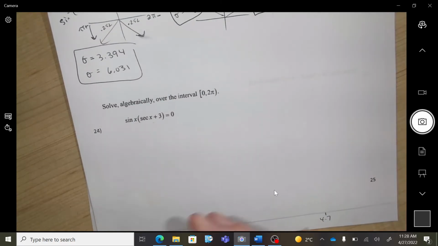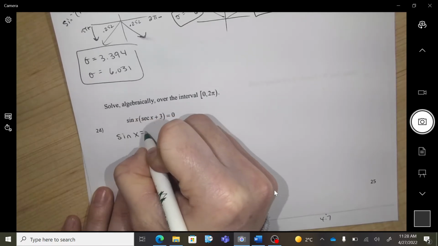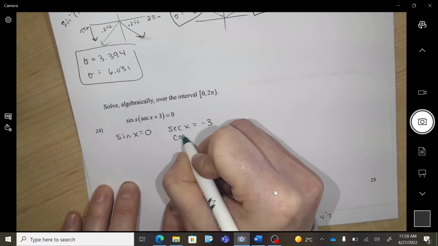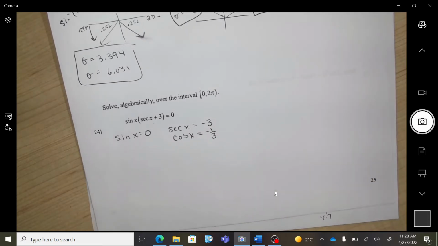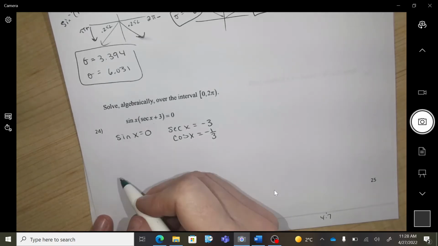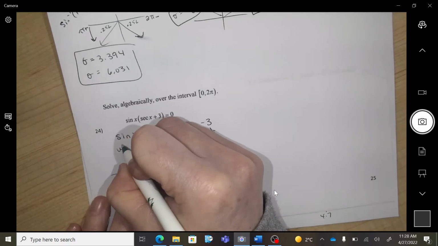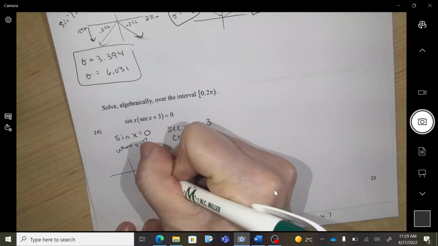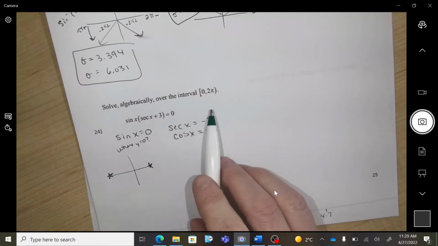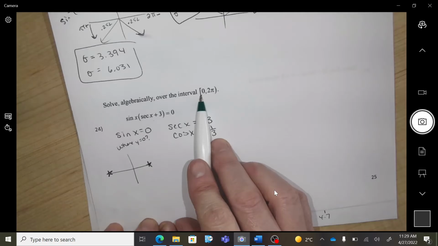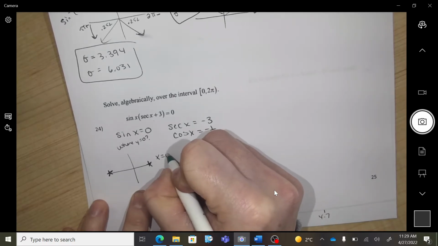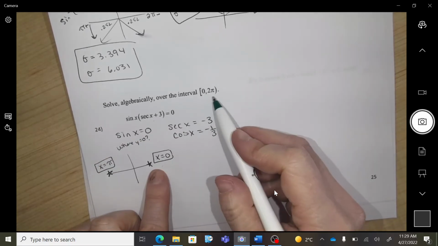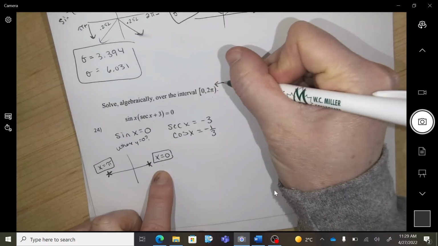Okay, solving algebraically, it's already factored. So here, sine x would equal 0. And on this, secant x would be negative 3, which turns into a cos of negative a third. This is on the unit circle, so where is y equal to 0? So here and here. Okay, let's be careful here. We can answer 0, so x could equal 0. x could equal pi. x cannot equal 2 pi because of the round bracket.